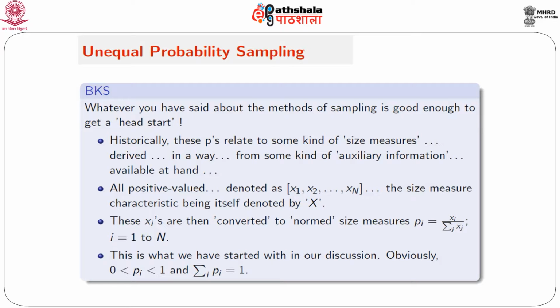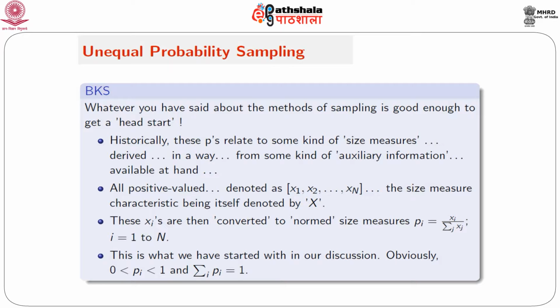Historically, these pi's relate to some kind of size measures derived in a way from some kind of auxiliary information available beforehand. As we talked about, the household size acts as an auxiliary information. If it is a crop yield survey, then the sizes of the agricultural plots provide size measures, auxiliary information. So that is how the pi's are related to some kind of size measures derived from auxiliary information. All positive valued, these are denoted by x1, x2, xN. The size measure characteristic is itself denoted by capital X, and its values for the capital N units in the population are denoted by x1, x2, xN.